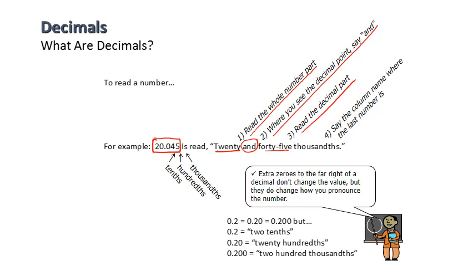okay, I need to tell you something very important: every zero to the right of the number in the decimal part is useless. We call them extra zeros or useless zeros because they don't actually change the value, but they change how you pronounce the number. That's it. So if you look at this number 0.2, here I have 0.20, 0.200, but as a value, it's actually 0.2 because those zeros are useless. I can remove them.